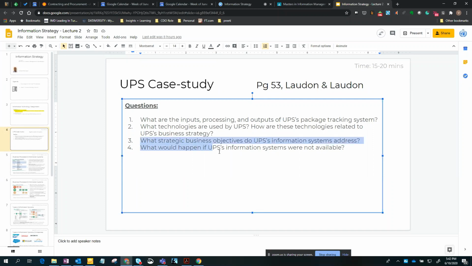I think another question that I would want to ask, and somebody else can answer, is the third question: what strategic business objectives do UPS systems address? As in, why is the information system of UPS so critical? Do you think it's critical? And if it's critical, why is it so strategic? Why is it so important? Does anybody want to share any views on it?